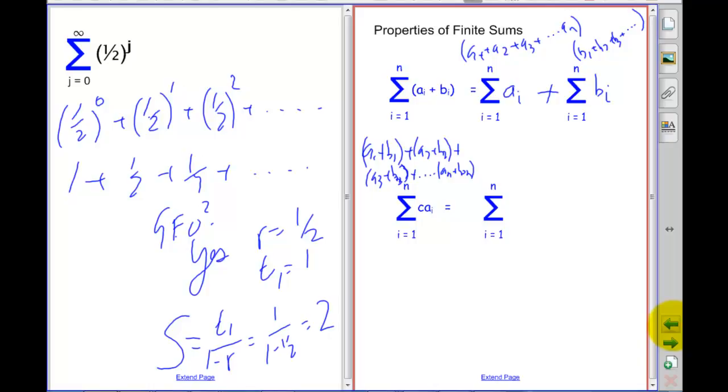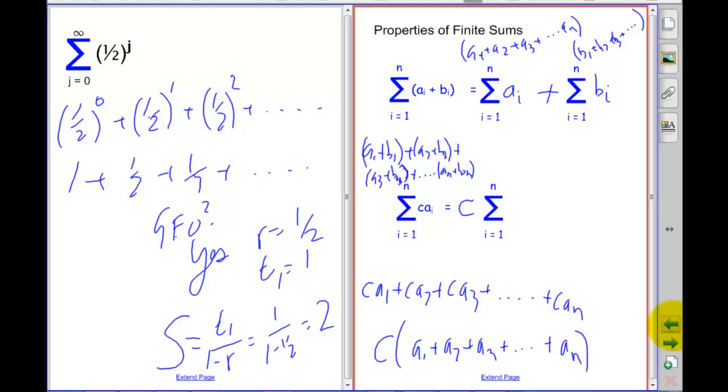If I multiply a constant times each of my terms, now I've got c times a1 plus c times a2 plus c times a3 plus dot dot dot all the way up to c times a sub n. So is it just c times the sigma? You can factor out the c. And so, yes, c times the summation of what though? Of a sub i. So a constant multiplier we can move outside of the sigma notation because that's the distributive property in reverse.